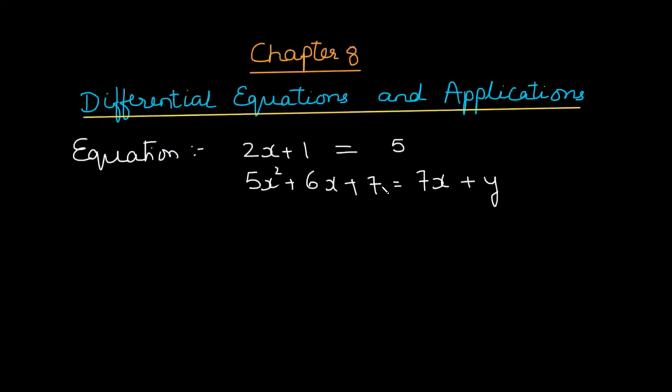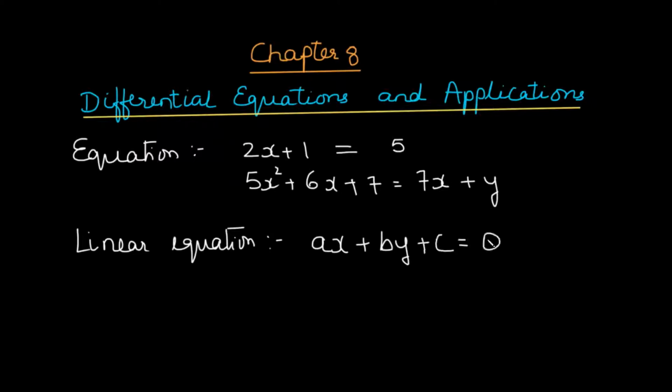Now we have also studied about different types of equations over the years, isn't it? We have something called a linear equation. For example, ax + by + c = 0 is a linear equation because the power of the variables is just 1. So it's called a linear equation.